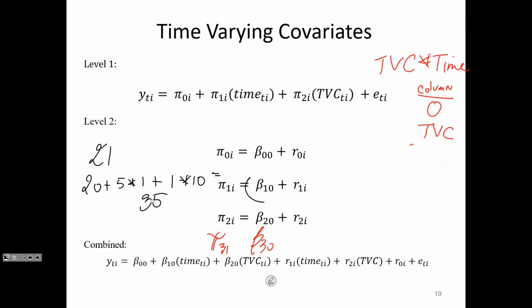2 times, that's right? Because it's literally time 2 times TDC. What is it when time is 3? 3 times TDC. So now when you think about it like that, you can see that if the time varying covariate is 0... okay, I should have said that. This is for somebody who's a 1, right? So this is what it's going to be if TDC is equal to 1, right?